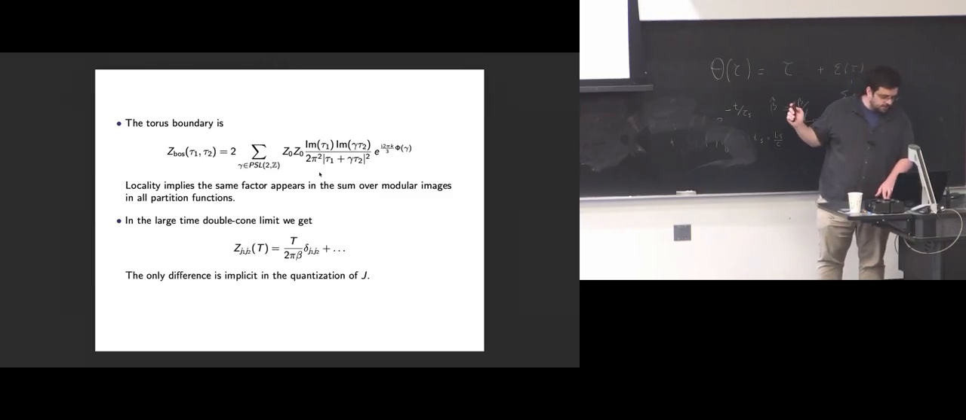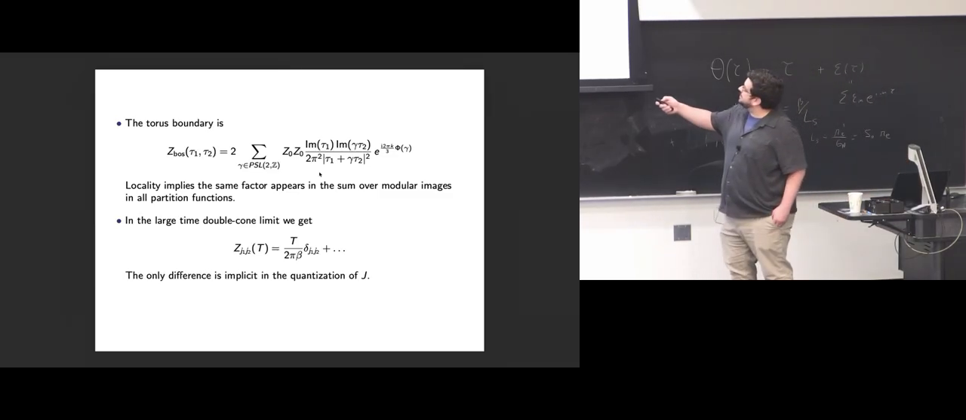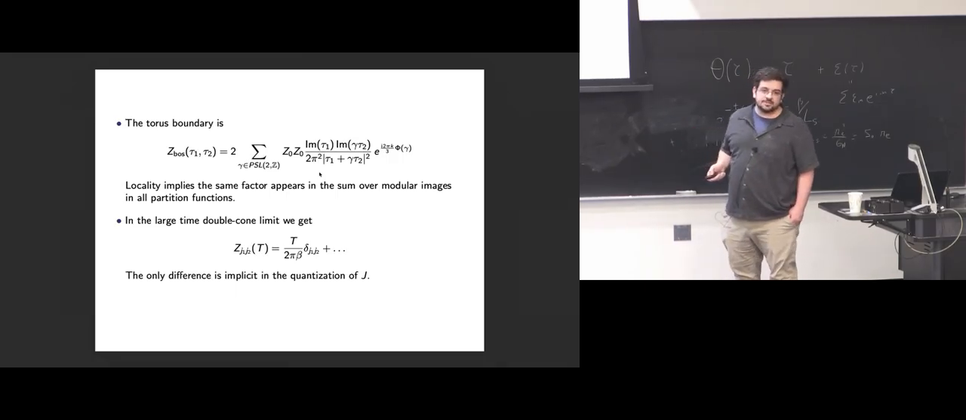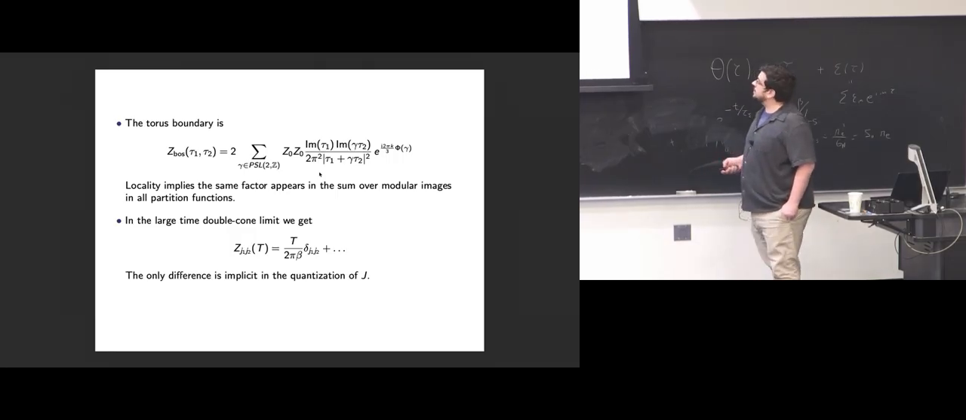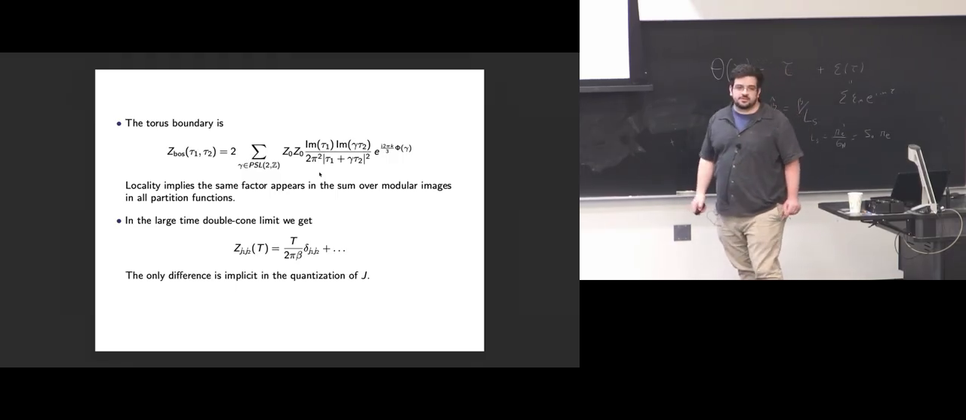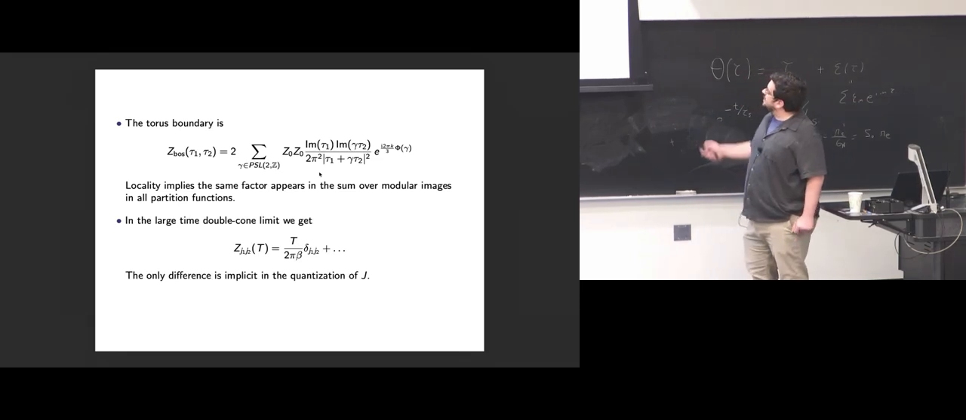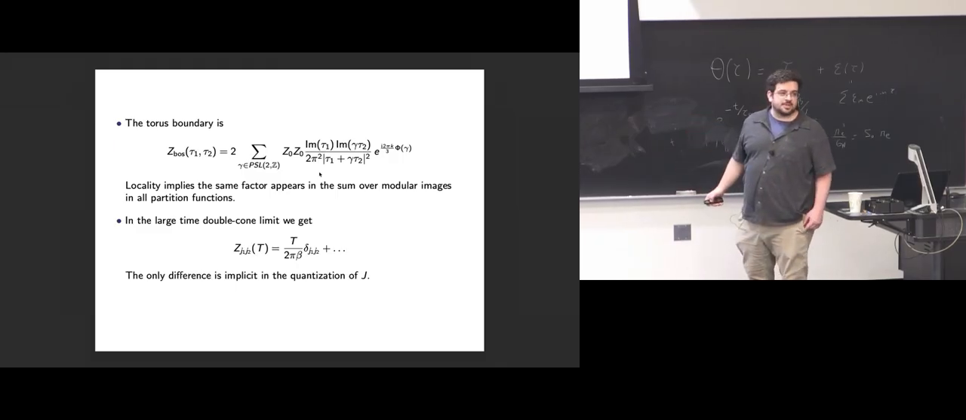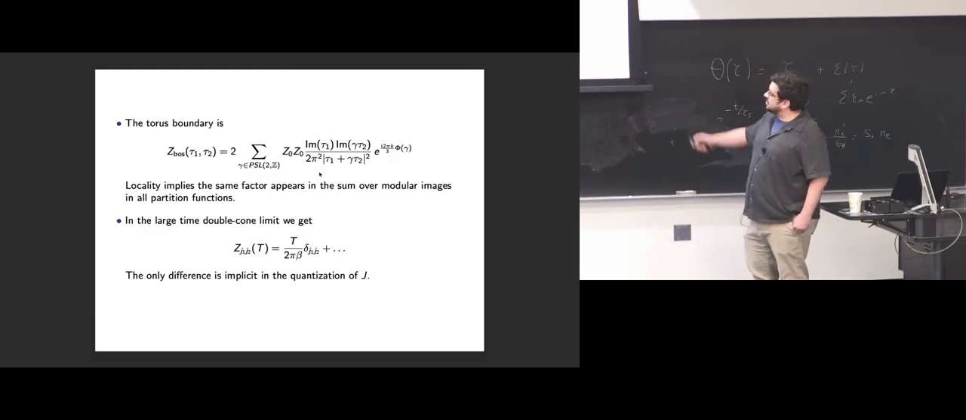Okay, this is the torus wormhole. I will try to be brief. This is the same as Cotler-Jensen, but now we have to put this factor here in the sum over modular images. This changes the answer completely, but fortunately, in the double cone limit, we still get the universal T over 2 pi beta of this GOE ensemble. And the only effect of this function is that now this spin quantization is not integral anymore. But up to the spin quantization, the double cone is still the same.